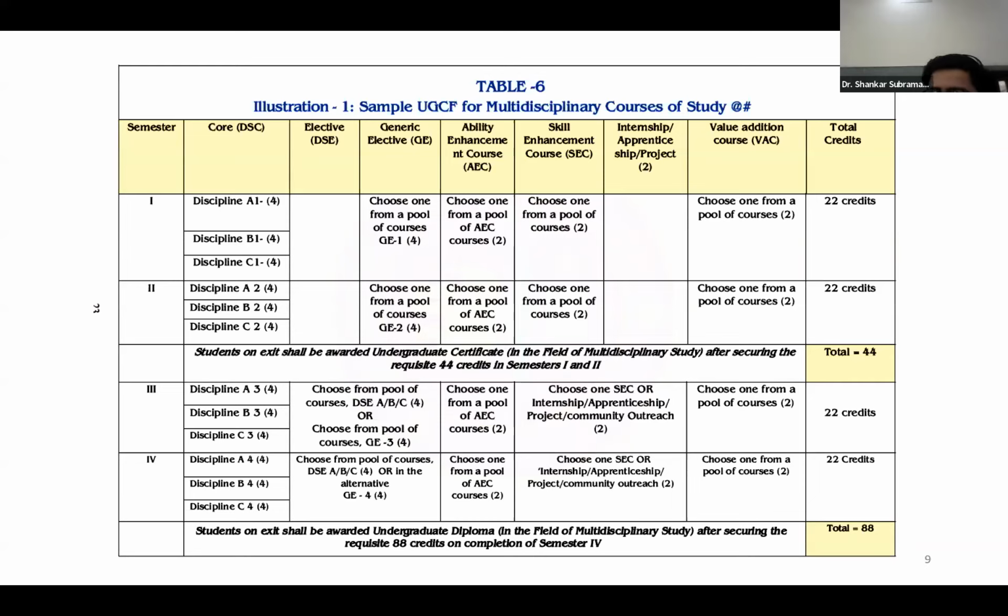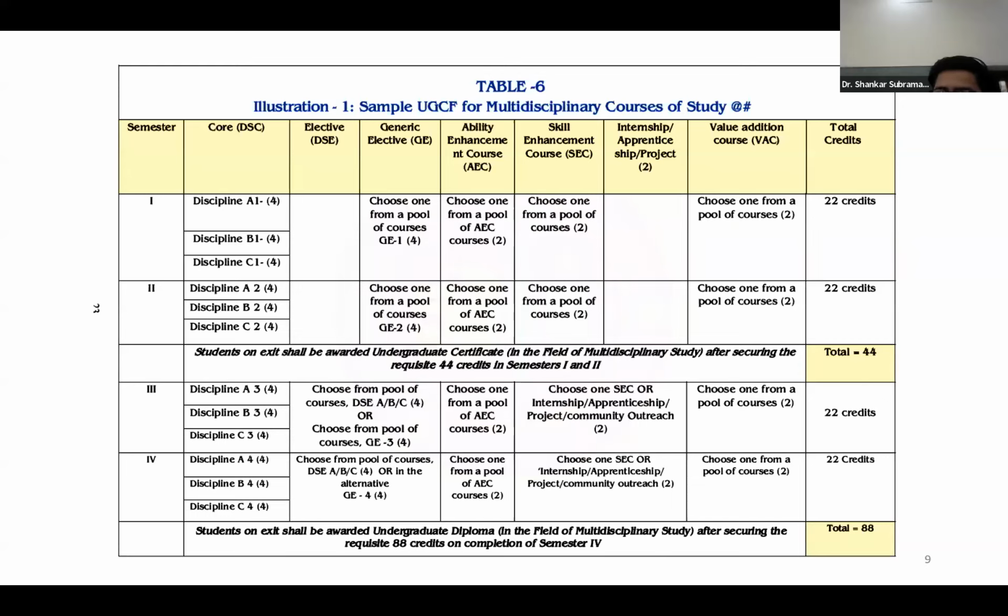So AEC, SEC and VAC will be same for both the disciplines, whether it is multidisciplinary or single discipline with major and minor. The only thing that will change in case of multidisciplinary is in the discipline-specific core papers, where the student will be offered one discipline from each of the courses. For mathematical and physical sciences, if I'm speaking of physical sciences, you'll have 3 different papers here. Similarly, the same will happen in the second semester also.